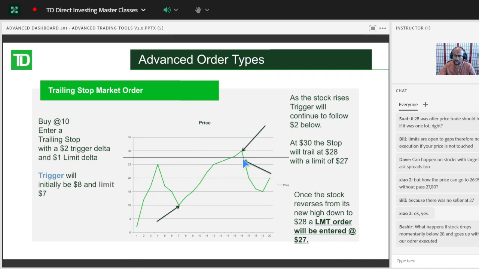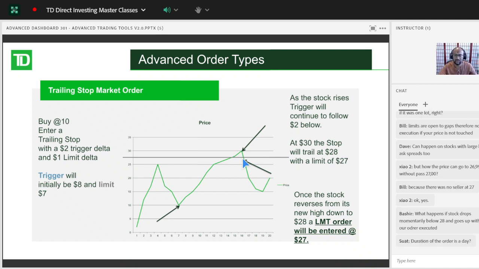Bashir says, what happens if the stock drops momentarily below 28 and goes up without an order executed? Bashir, as soon as it goes below 28, that order has been triggered. It's no more a trailing order. It is now just a limit order. As soon as it reaches 28 in price, it becomes a limit order to sell at 27. So provided the prices do go back up after that breach, it's going to sell you out and get you that slightly higher price if it went back up to 28 and change. But as soon as that order triggers, it has now become a limit order to sell at that point.